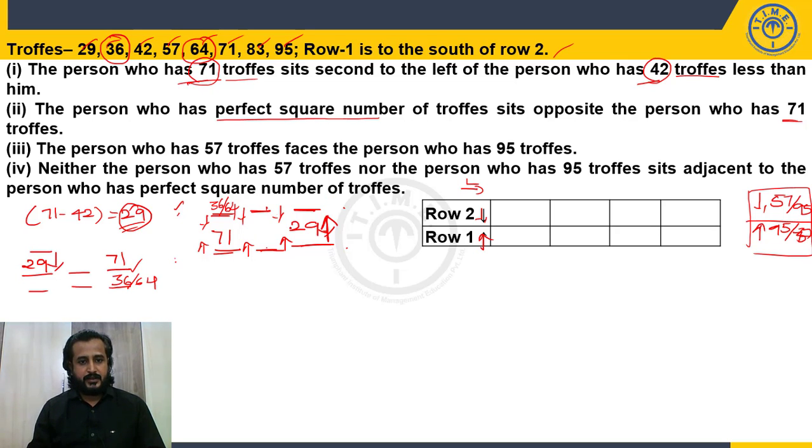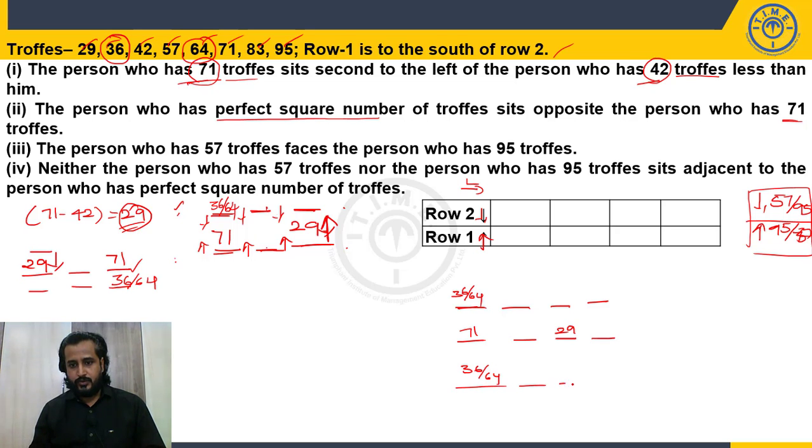Or should I give the clear picture? I'll give the clear picture, okay? 1, 2, 3, 4, 5, 6, 36 or 64, 71, 29, 2 more persons here, or 36 or 64, 2 gaps, 71, 29, 2 more persons here in this case. Same in this case also you will get 2 more cases. Okay. So we have so many possibilities, that's why I am not writing.